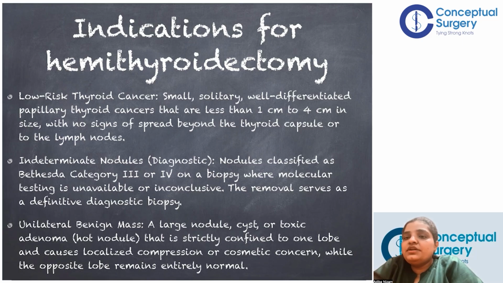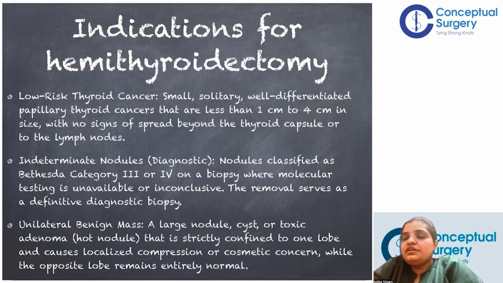Then we have some indeterminate nodules, which could be Bethesda category 3 or 4, which are your follicular neoplasm and suspicious of malignancy, where molecular testing was unavailable or it was inconclusive. So we remove half the gland, and the biopsy of that gland serves to further direct the line of management that we take for the patient.